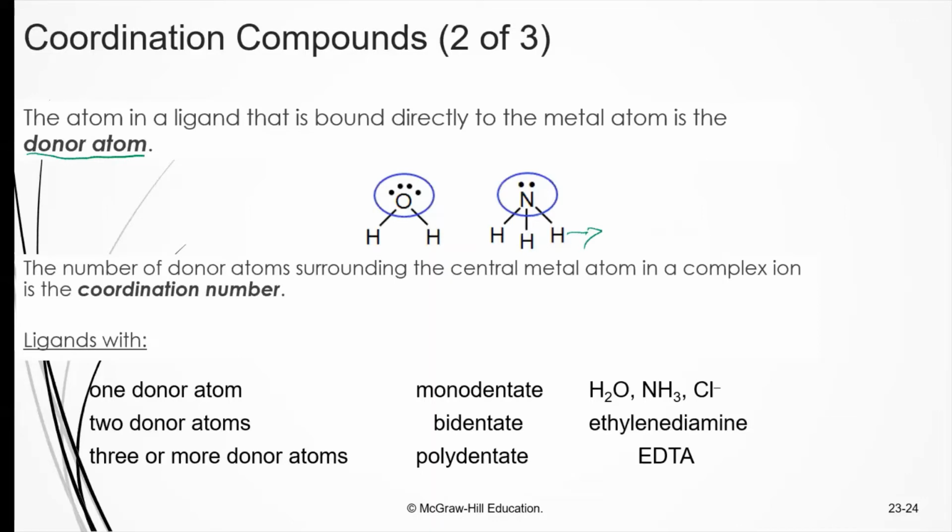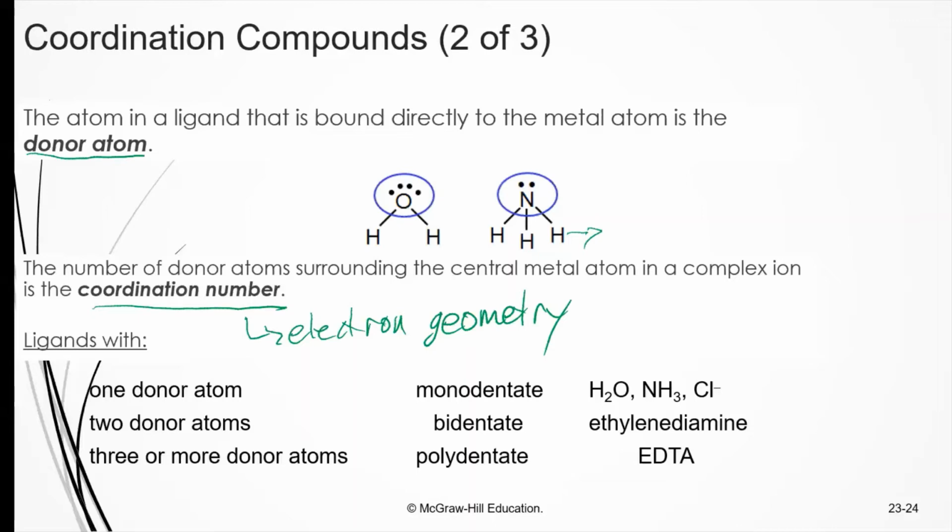The number of donor atoms surrounding the central metal atom is the coordination number. And this is how we're going to be able to identify their general electron geometries. We look at the number of donor atoms attached to it, because that gives us how many different directions we need to spread our electrons in.